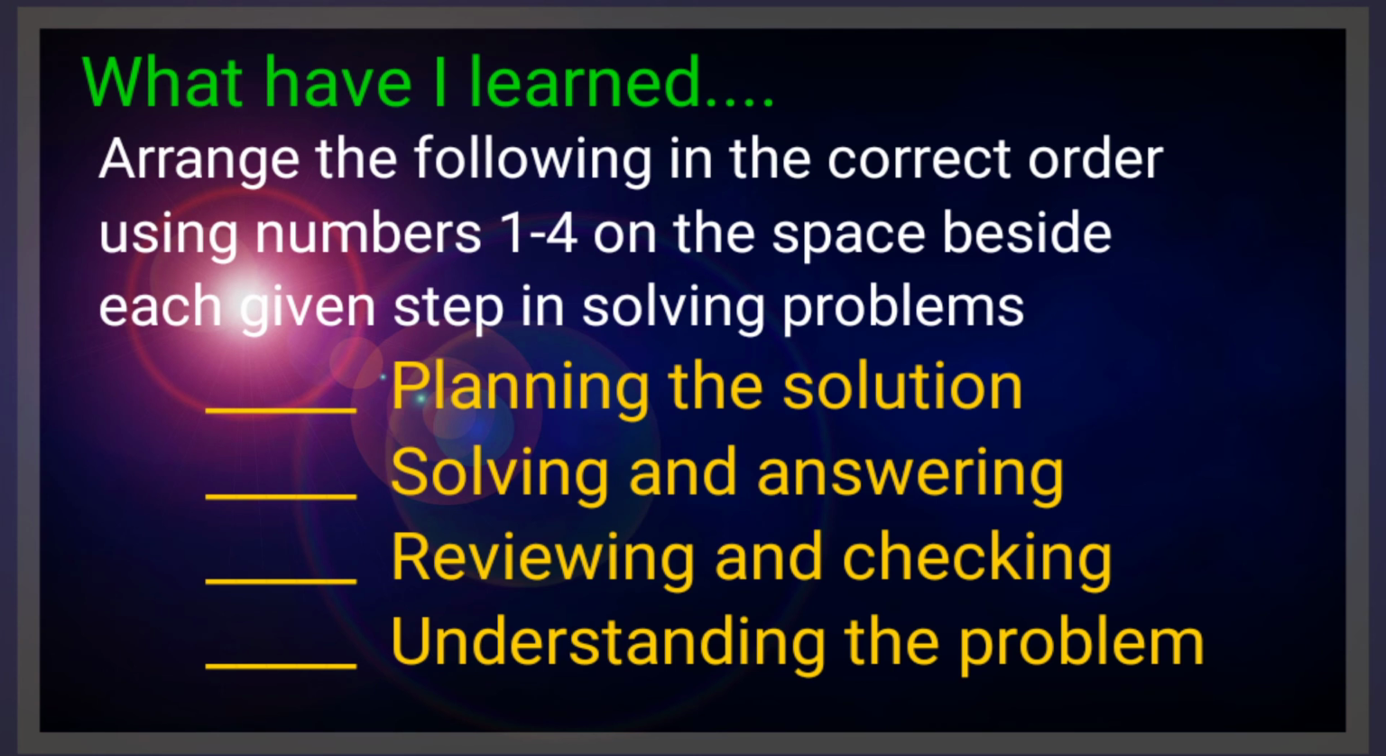What have I learned? Arrange the following in the correct order using numbers 1 to 4 on the space beside each given step in solving problems. Planning the solution, solving and answering, reviewing and checking, understanding the problem. Number it from 1 to 4 according to correct order.